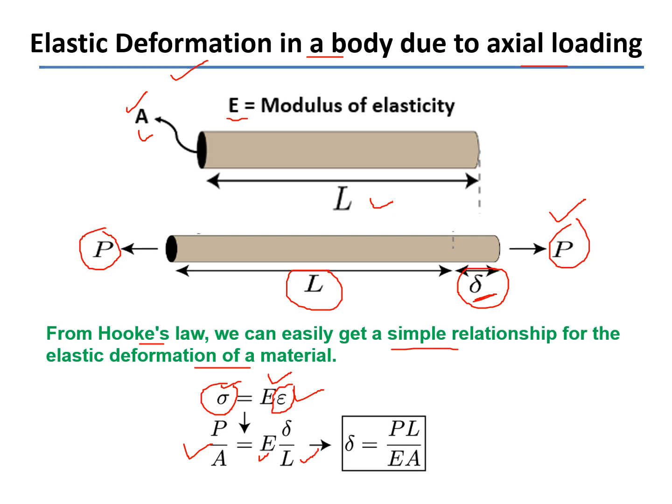Now we arrange the equation in such a manner that we get a value of delta, that is the elongation, that is PL upon EA. So P, that is the axial load. L, this is the initial length of the rod or the bar. E, that is the modulus of elasticity, that is also known as the Young's modulus, that is the property of the material, and it is given to us. And A, that is the normal area. So with the help of this formula, we can find out the elastic deformation in a body due to the axial loading.